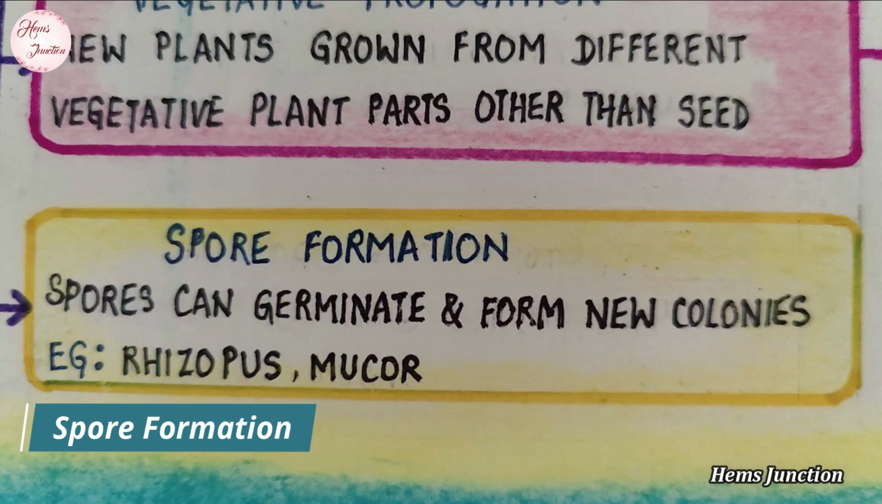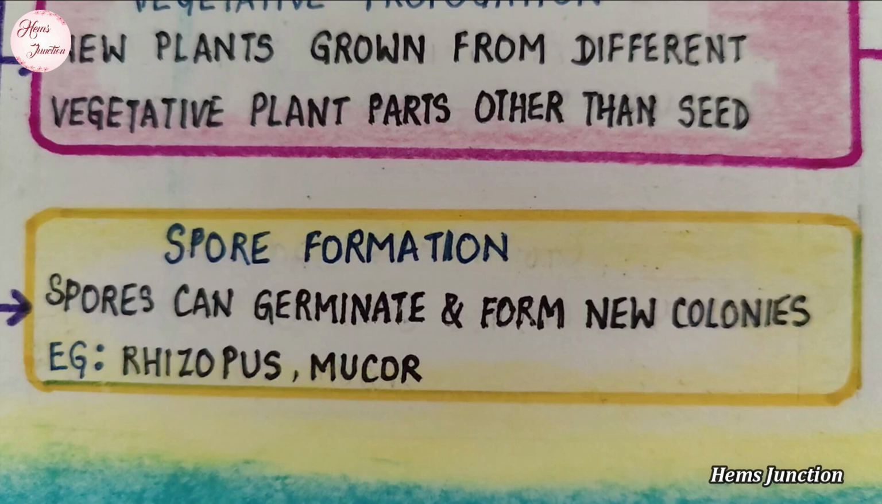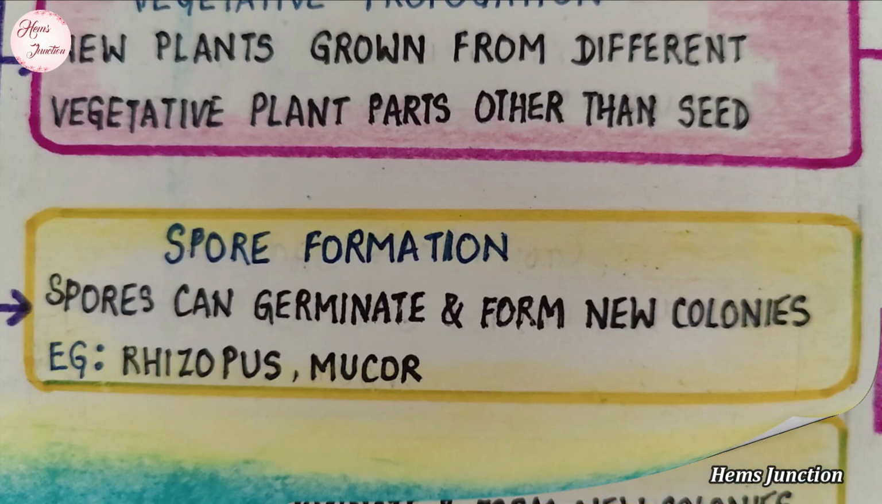Spore formation. A spore is a single-celled or multi-celled reproductive structure which gets separated from its parent and under favorable conditions gives rise to a new individual.